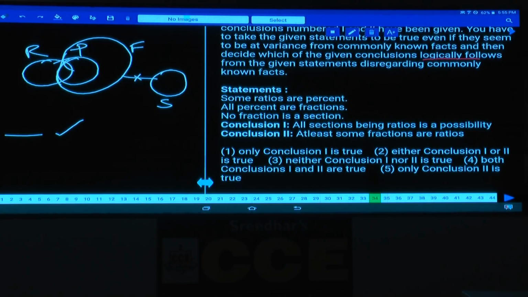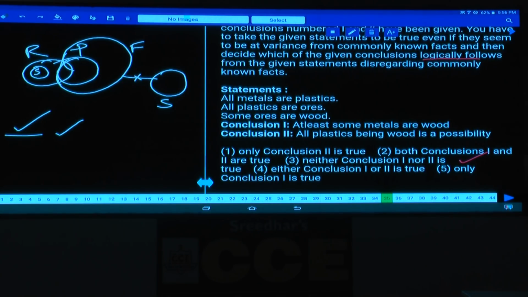Then coming to the first one, all sections are ratios is a possible. Now tell me, all these sections can be like this or not? Now I am drawing my section like this. Whether it is possible to me or not? Yes, it is possible. Then what is the answer here? Both the conclusions follow, it is given in choice 4. Hence question number 34, it is choice 4.